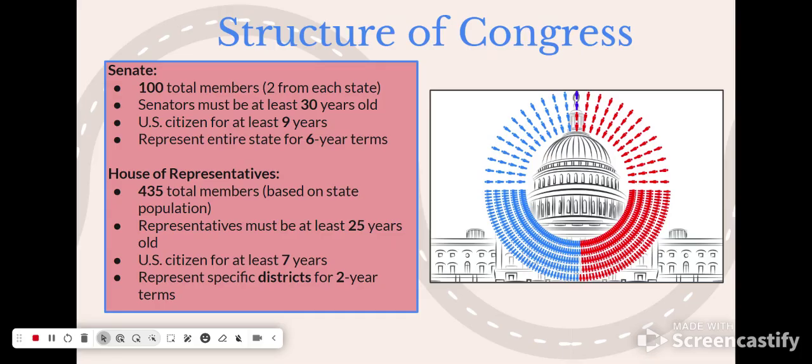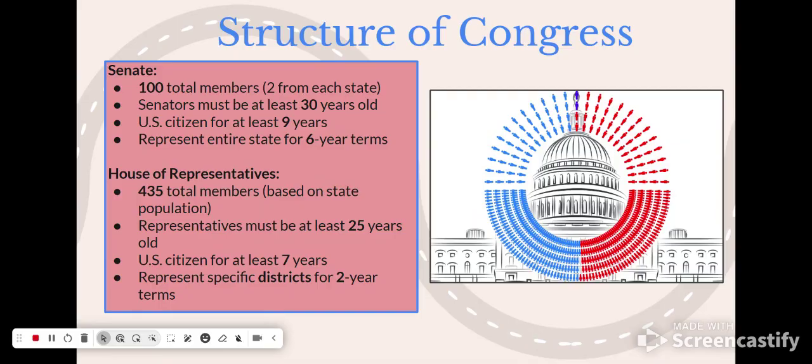So what does Congress look like? What's the setup and what's the framework? Well, as discussed before, it's made up of two chambers. The first and upper house, which we'll call the Senate, has 100 total members today. It has 100 total members because there are two from each state, and we have 50 states. So in the Senate, each state is equal in its power and influence when passing laws.